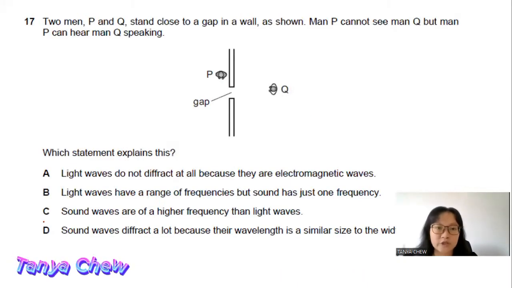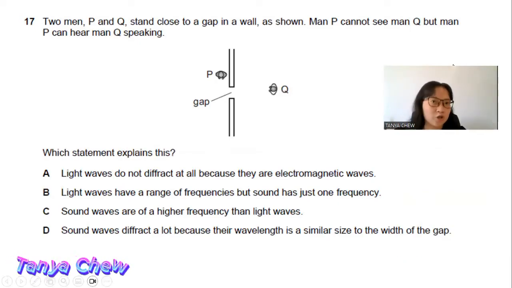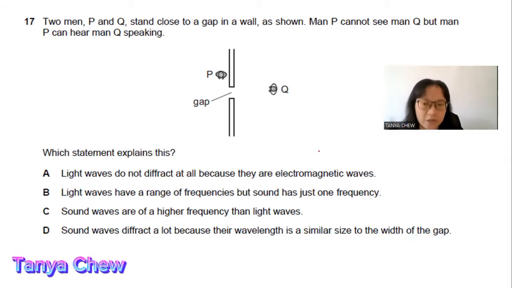The next one, question number 17. Two men, P and Q, stand close to a gap in a wall as shown. Man P cannot see man Q, but man P can hear man Q speaking. Which statement explains this? Let us look at A. Light waves do not diffract at all because they are electromagnetic waves. For your information, all waves, whether they are electromagnetic waves or not, will undergo diffraction. So this is wrong. B, light waves have a range of frequencies, but sound has just one frequency.